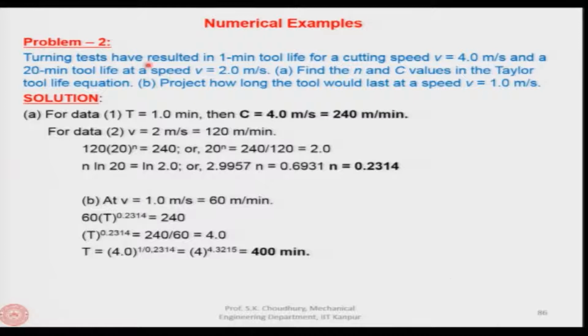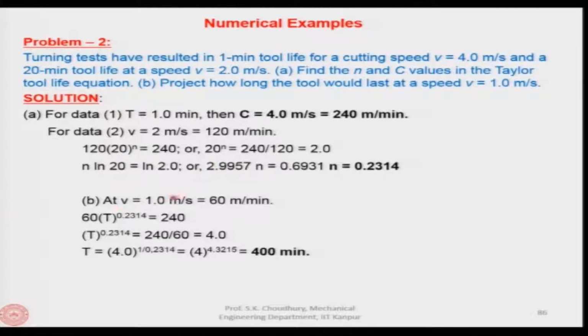The second example is: turning tests have resulted in 1 minute tool life for a cutting speed of 4 and 20 minute tool life at a speed of 2 meter per second. Find the n and c values. It is like the previous case. For data 1 we have the tool life t and then the c is this. For data V is equal to 2 meter per second, which is 120 meter per minute, you have the c. So, find that V t to the power n is equal to this c. You find the value of n from here by solving this equation.